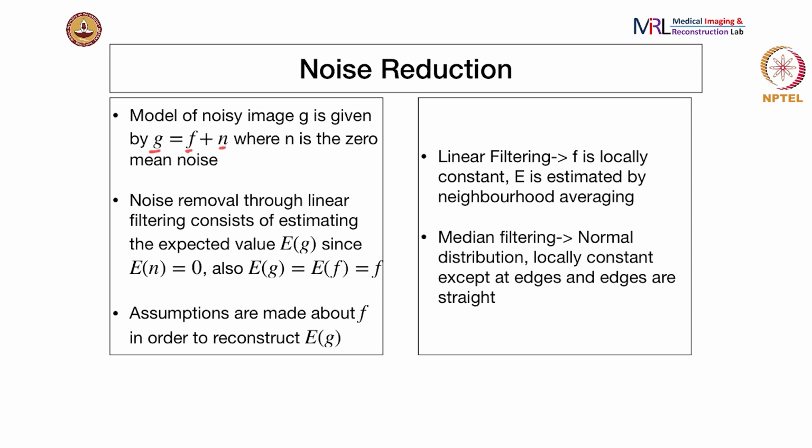The idea of noise removal through linear filtering is basically estimating the expected value. So what is the average G at every point? G is an image, so we are estimating over the image as a whole. We can do that because if we take the expectation on both sides of G equals F plus N, expectation is distributive across addition, so the expectation of G is the same as the expectation of F, the expectation of N being 0.